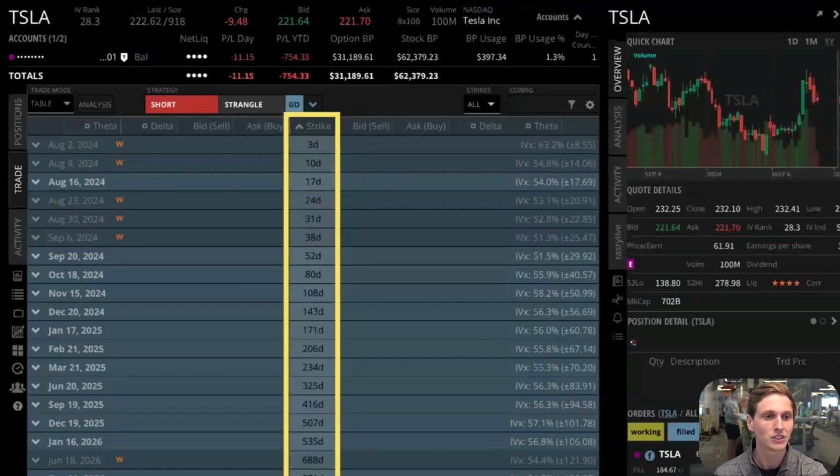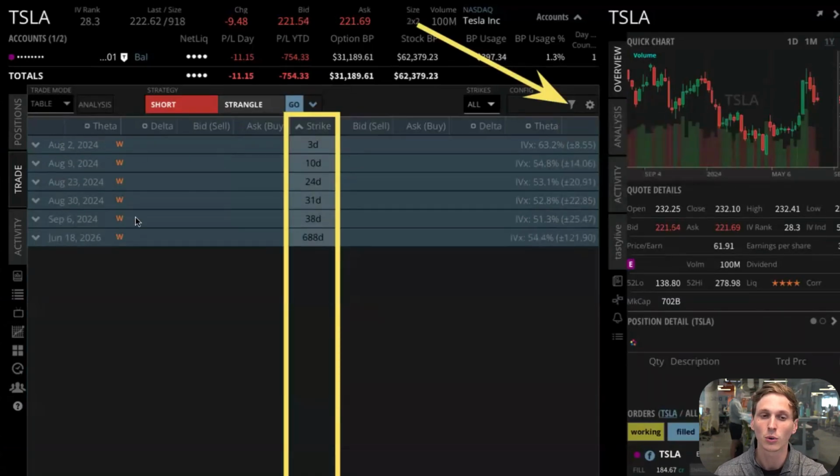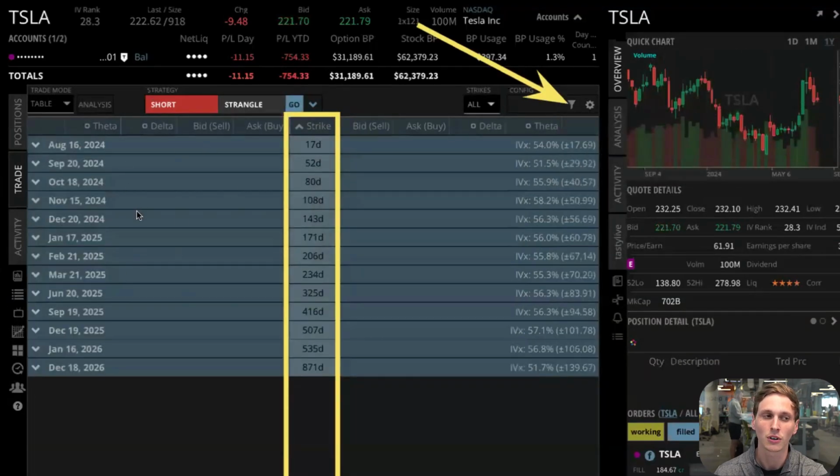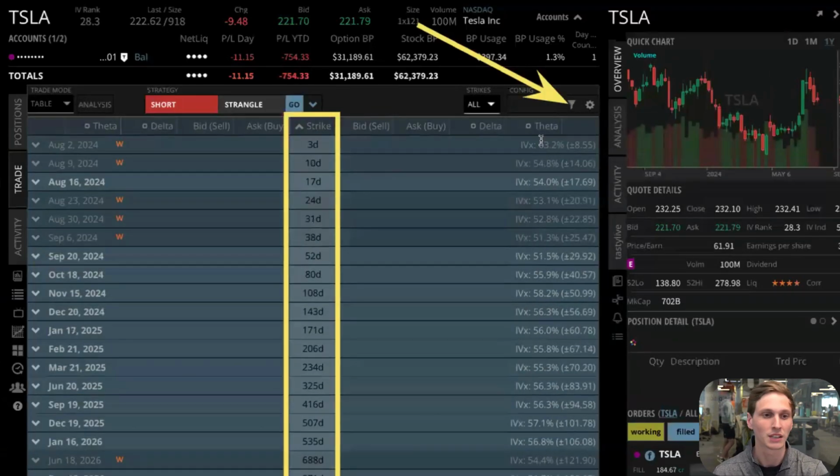Now if you don't see weekly expirations for the symbol you have pulled up, if you're following along with Tesla, hopefully you should see that. But just to note, in the top right of the options chain here, there's a little filter icon. If you click on that, this is where we can filter between regular expirations, which are just the monthly expirations, the third Friday of the month, or you can go to non-regular, which are going to be our weekly expirations. If I go to non-regular, you notice it's only those weekly options, or if I go to regular, now those weekly options are gone. Personally, I just keep it to all expirations, simple enough, but just in case you didn't see it.